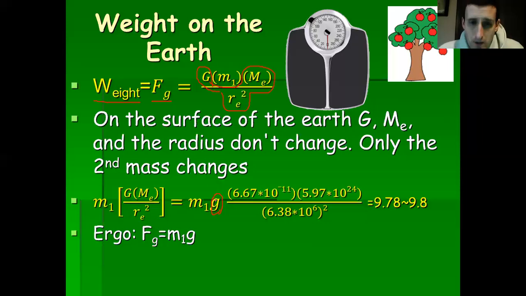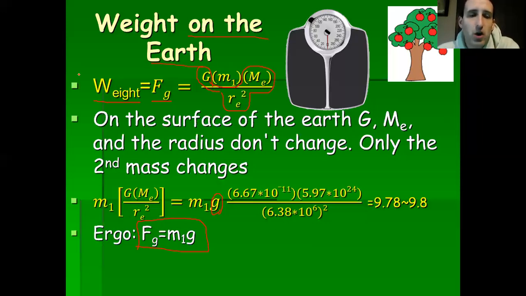The point is, you put those 3 numbers together, and as long as you stay on the surface of the Earth, you're always going to get 9.8. And that's why I taught you this equation back in chapter 5. That's why we can use this equation.